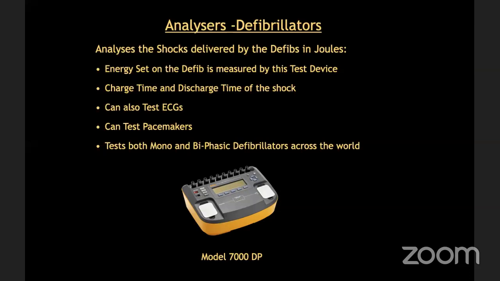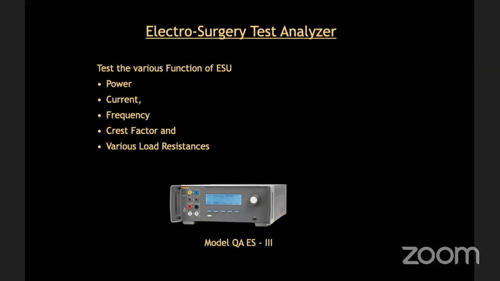And they also check the pacemakers. So there are two kinds of defibrillators, biphasic and monophasic. So this one machine is sufficient to check the performance of all the defibrillators.